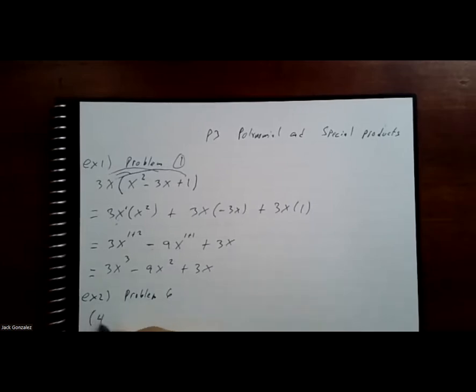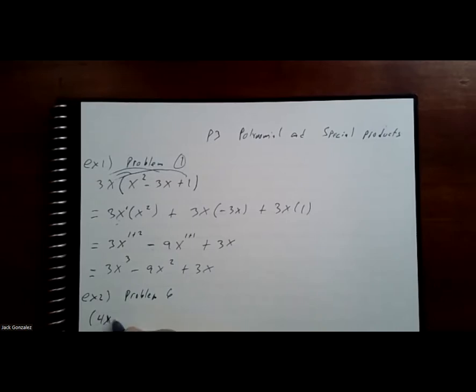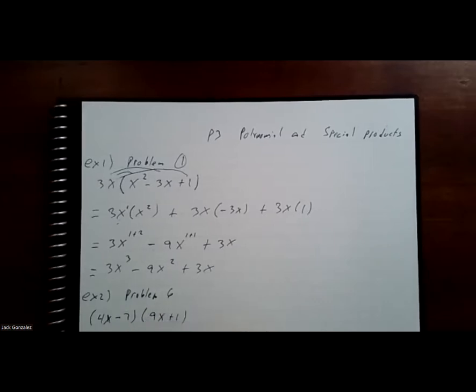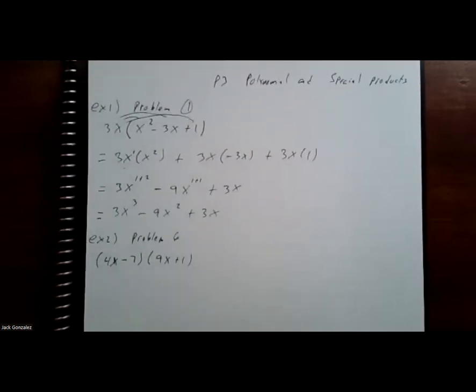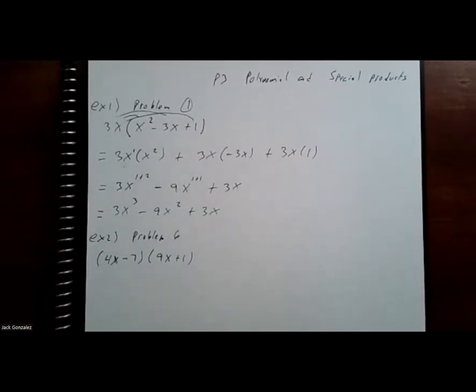There's a few ways you can think about this. I think you can do a FOIL. I think nowadays they call it a box method or something. Do it however you want. I don't care. Just multiply it out. Okay, 4x minus 7 times 9x plus 1.